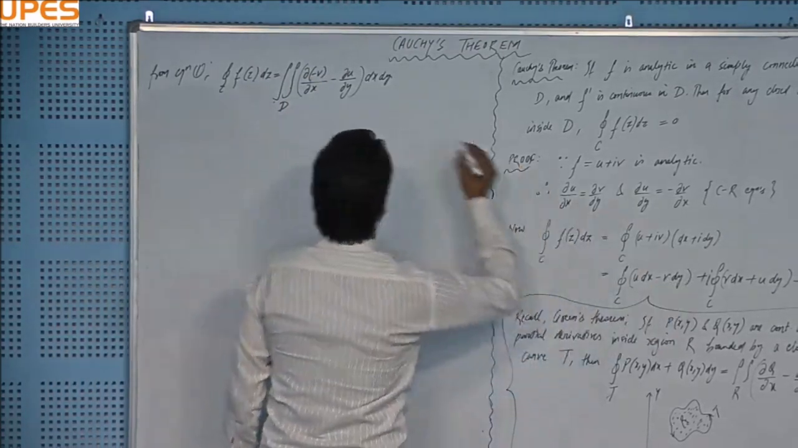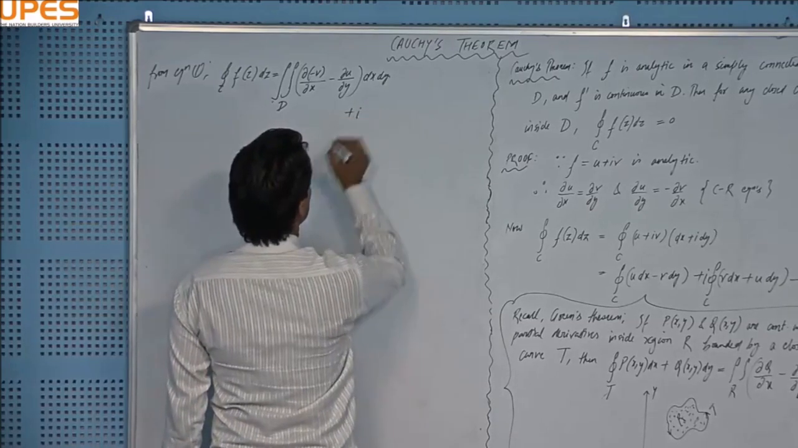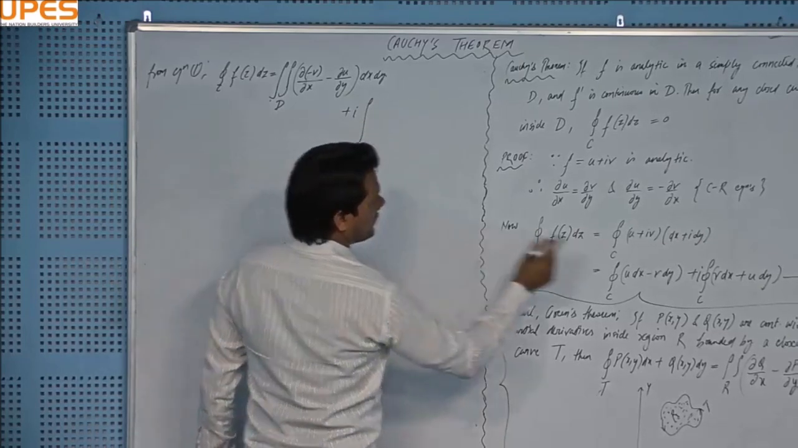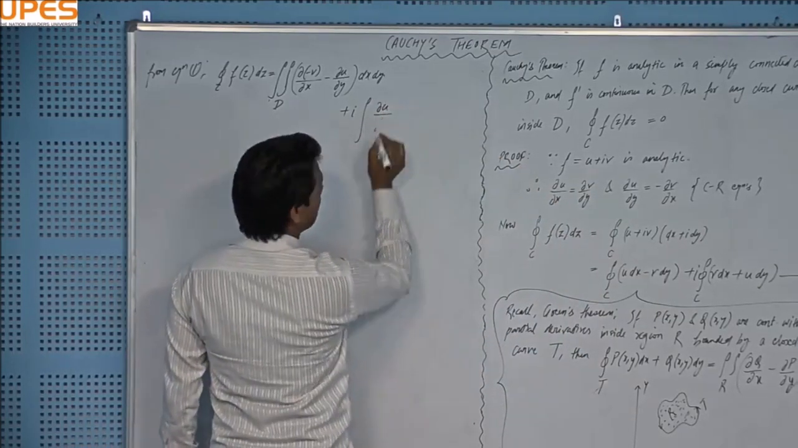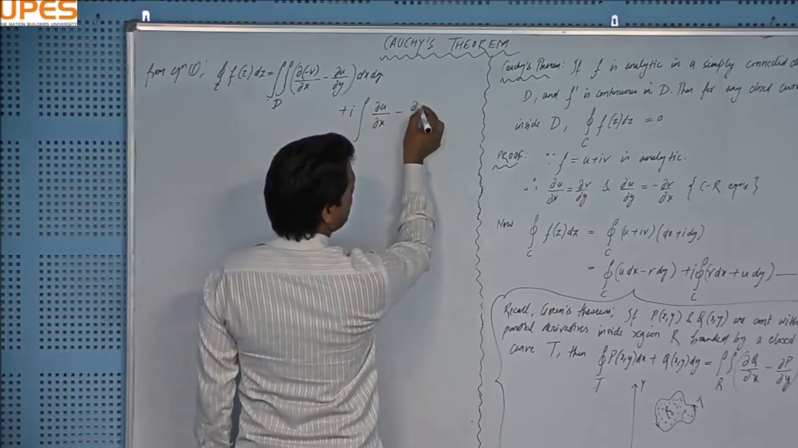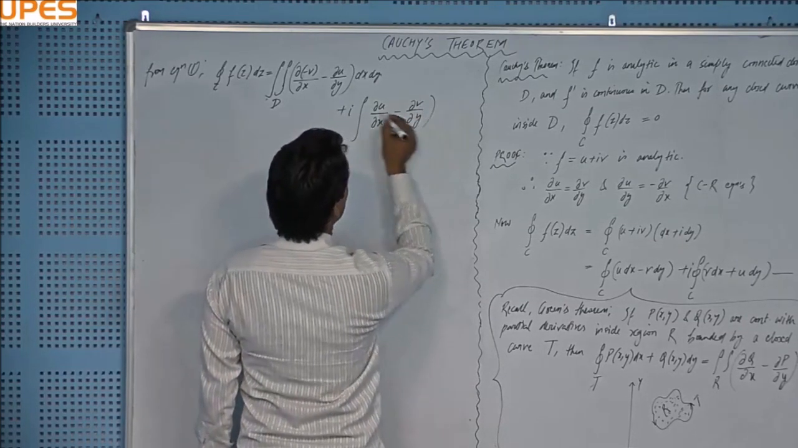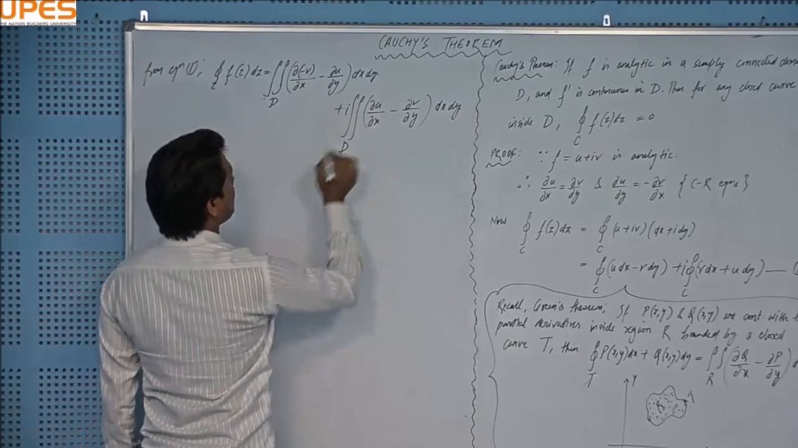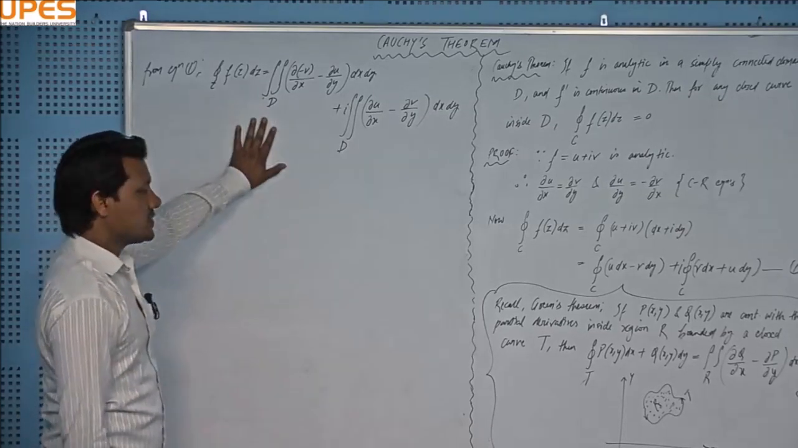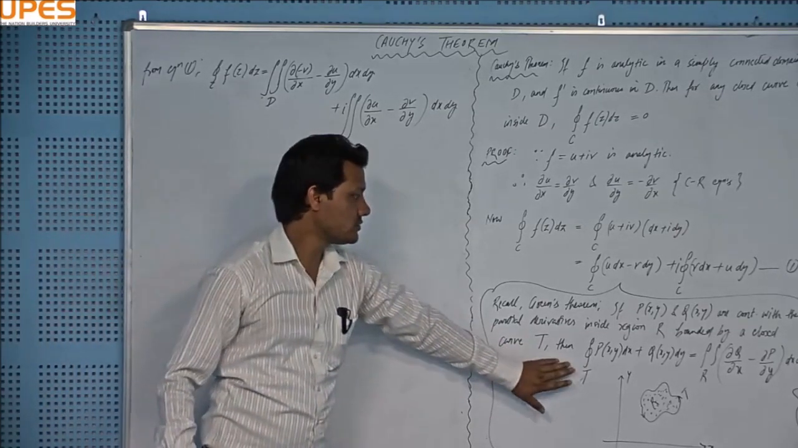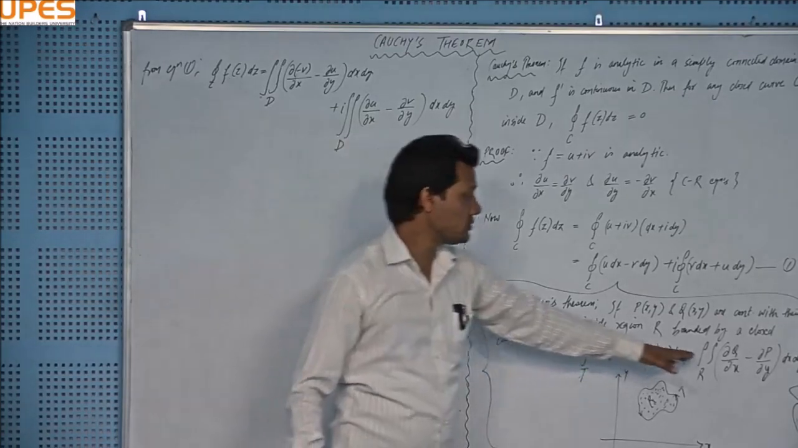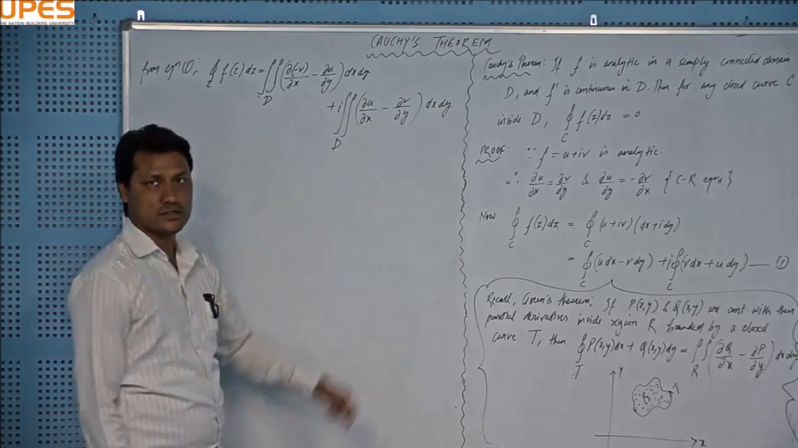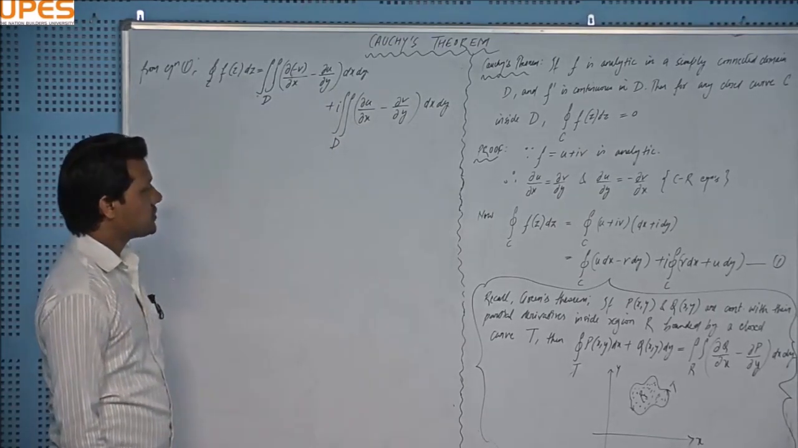And for this one, plus i times, this becomes del u over del x minus del v over del y dx dy, and here I have the double integration over domain D. So this step is just the reflection of Green's theorem. By using Green's theorem, each of these two integrals can be written in terms of a double integration. And now I will use the Cauchy-Riemann equations.